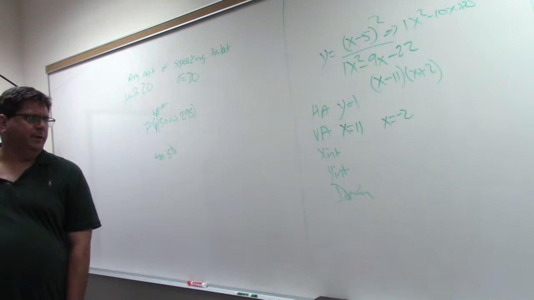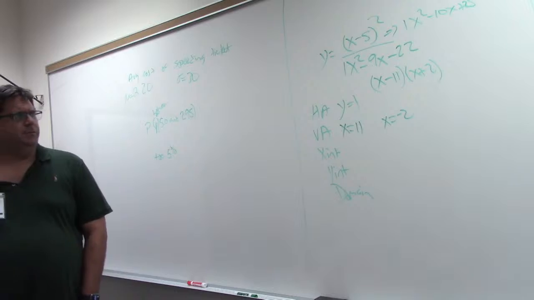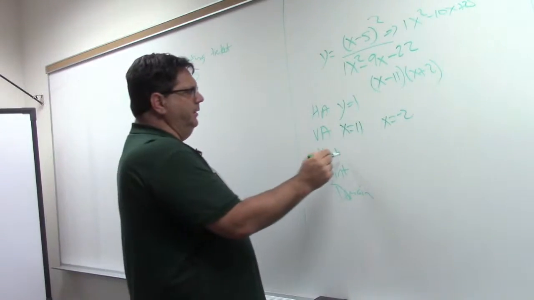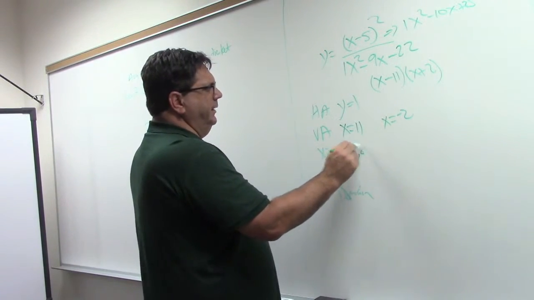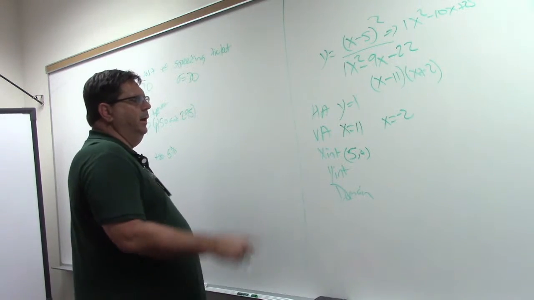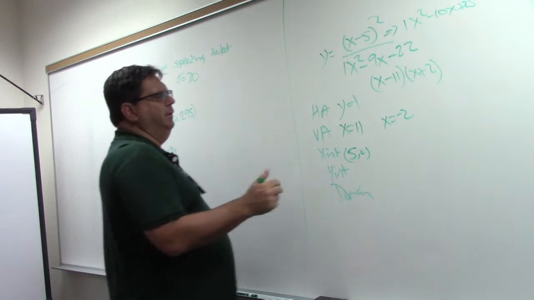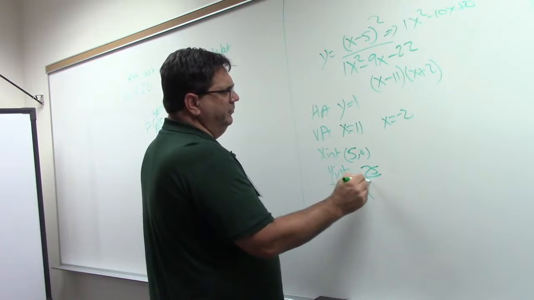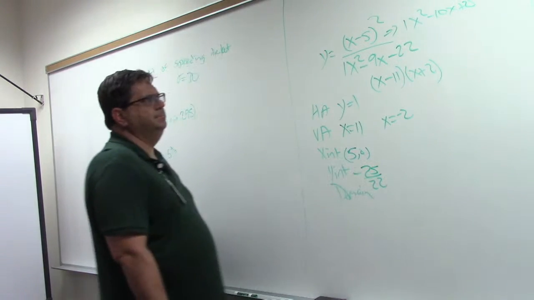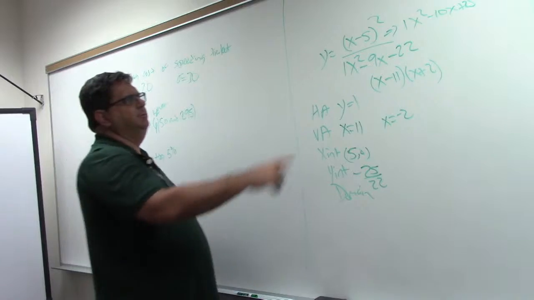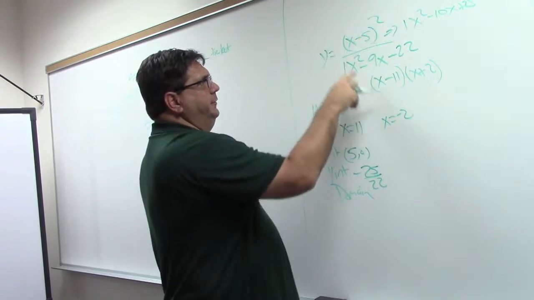All right, x-intercept. X-intercept occurs when the top is equal to 0. In this case, it's 5, 0. Y-intercept occurs when x is equal to 0. This is 25 over negative 22. You plug it in, x is 0. This is negative 5 squared is 25.